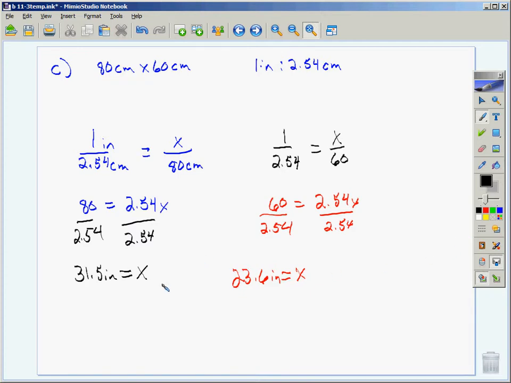And in part D, I again multiplied these because they were looking for the area, 743.4. And again, if it was in inches, area is in inches squared. Okay?